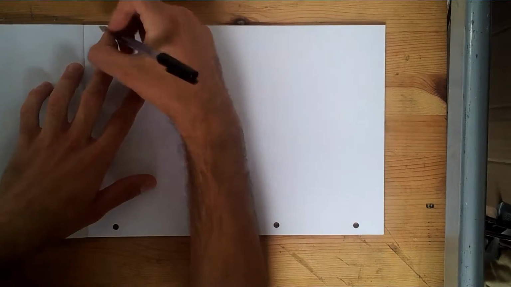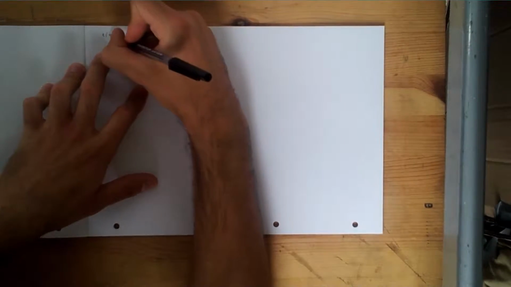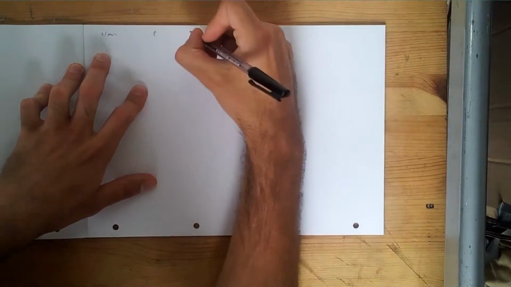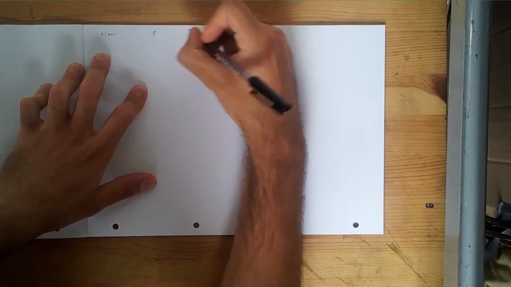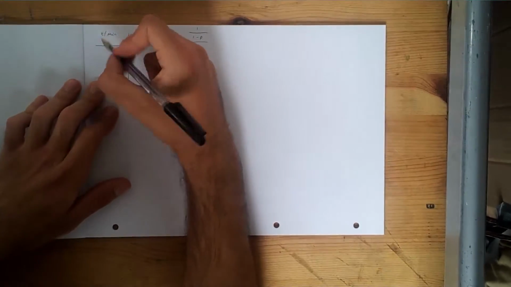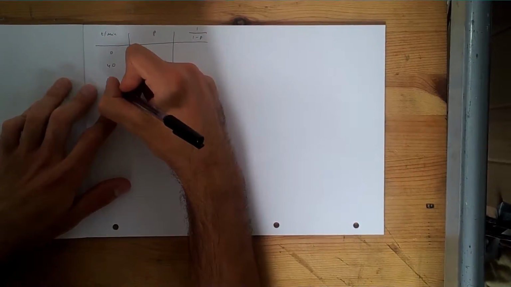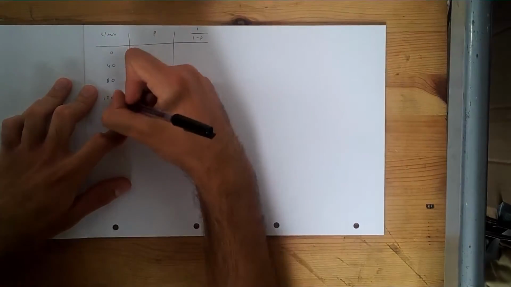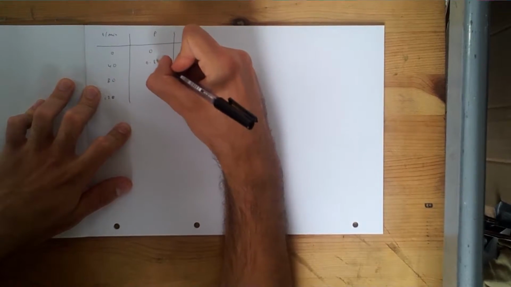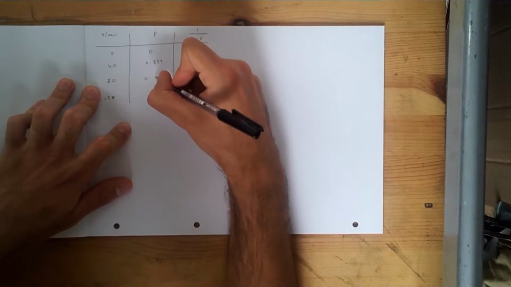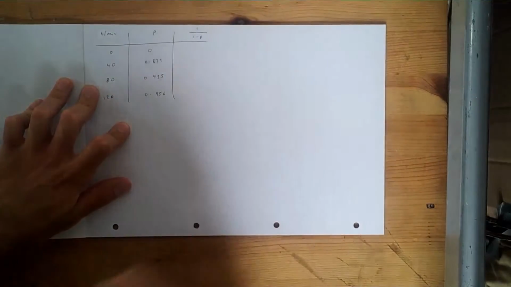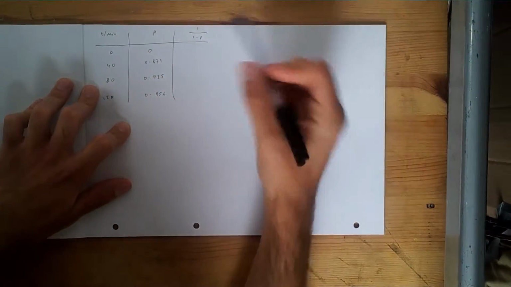So if we just draw a new table, we have time in minutes, extent of reaction p, and then 1 over 1 minus p. We have 0, 40, 80, and 120. And for p, again I'm just copying this down from the question, 0.879, 0.935, and 0.956. For 1 over 1 minus p, you're just putting this into your calculator.